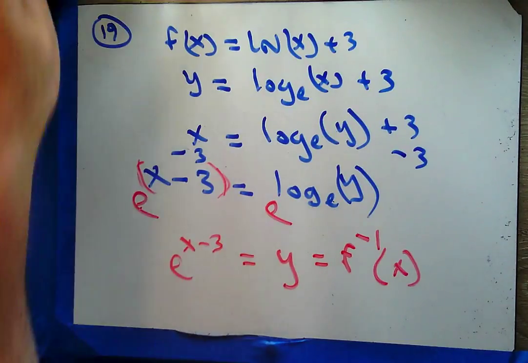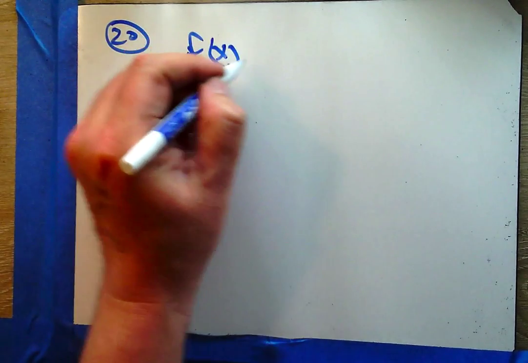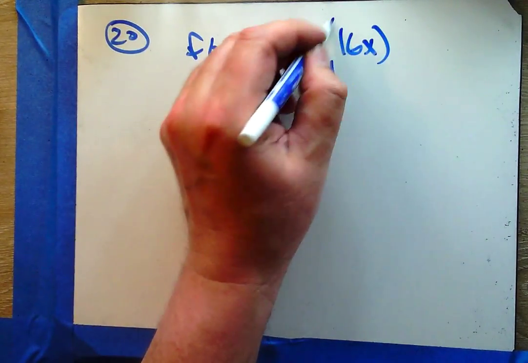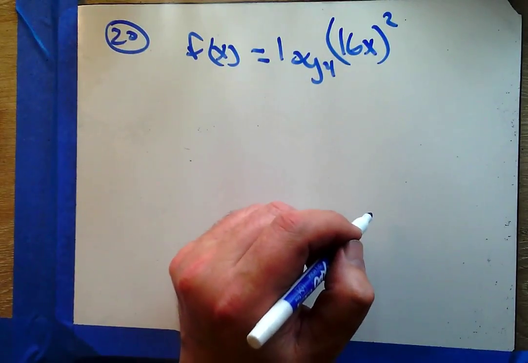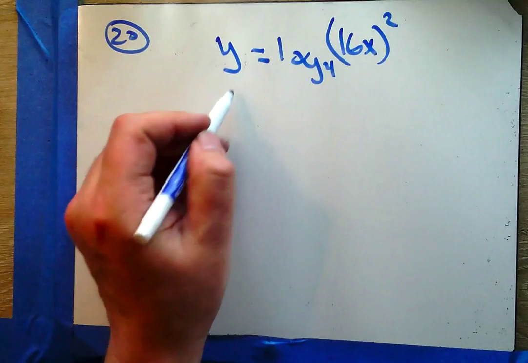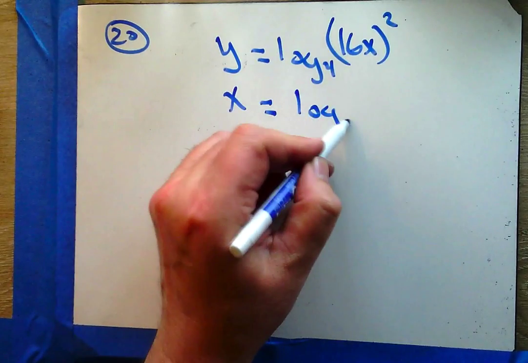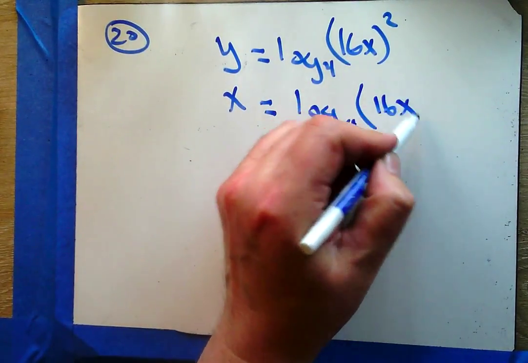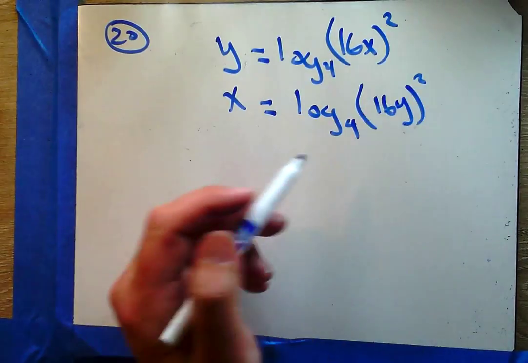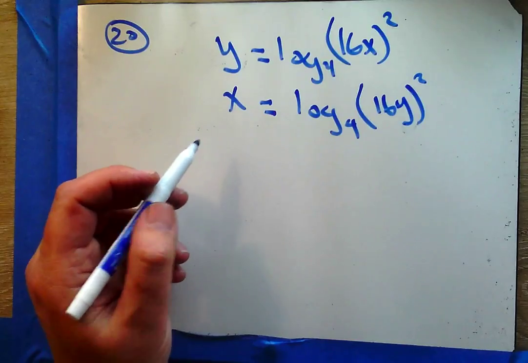Okay, there's 19. How about 20? 20, f of x equals log base 4 of 16x squared. All right, so let's change that to y equals. Let's switch the x's and y's. Oops, switch the x's and y's, so that's got to be a y. And let's do some stuff.